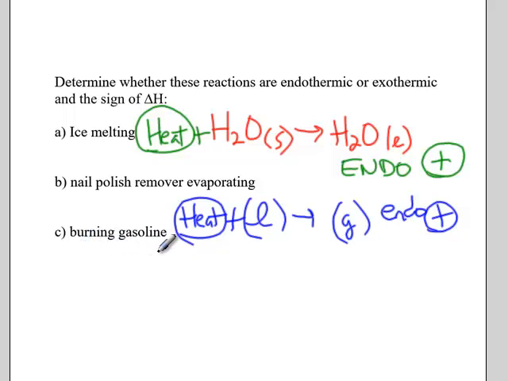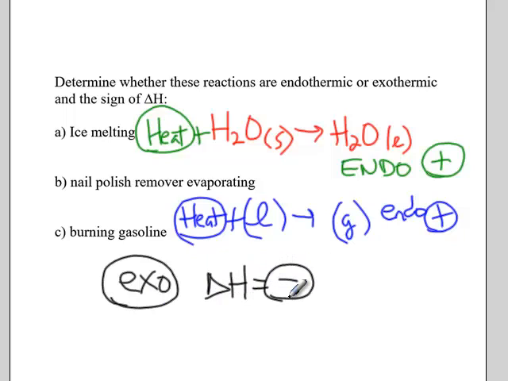And then the last one, burning gasoline. Now, you might think about adding a match to some gasoline as being endothermic because you're adding heat to it. But the chemical reaction produces much, much more heat. And if heat is being produced, this is exothermic. And delta H for an exothermic reaction always has a negative sign.